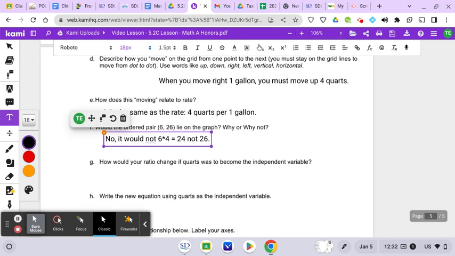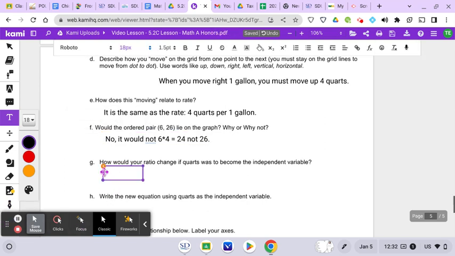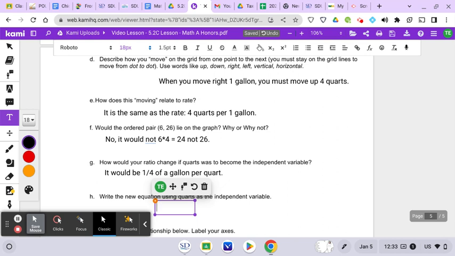How would your ratio change if quarts became the independent variable? Well, then I would just flip it over. It'd be 1/4 of a gallon per quart. Remember, the different unit rates are reciprocals of each other. The new equation would be a quart is equal to 1/4 of a gallon.